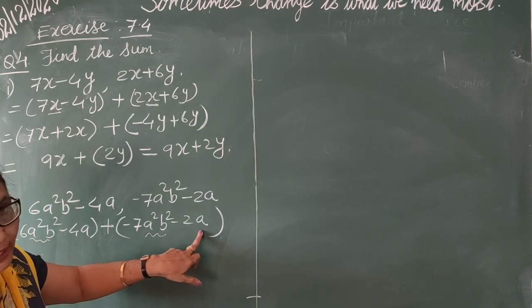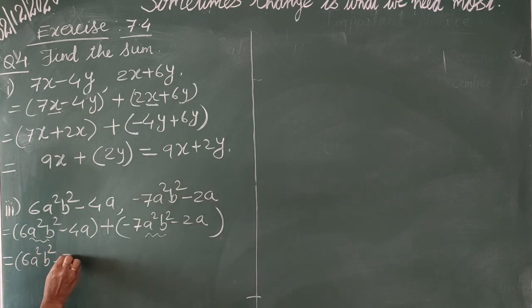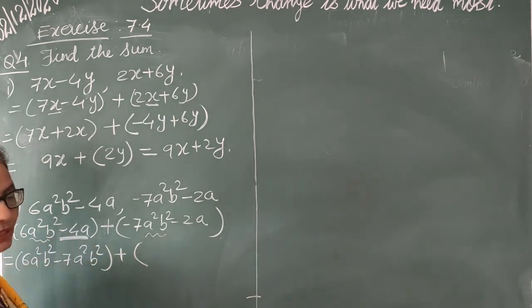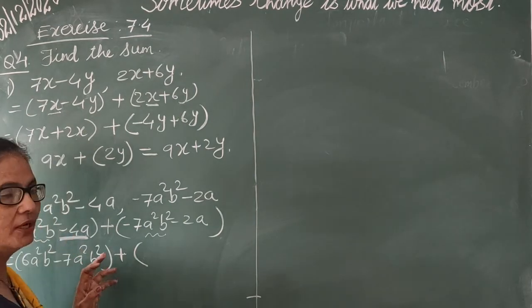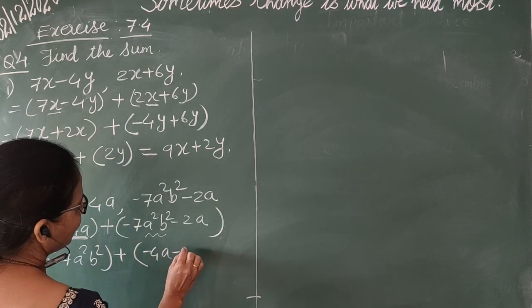Again here a and a. So make the group of the like terms. So here 6a square b square and minus 7a square b square. This plus keep as it is. Now here along with the sign, children, sign is not changing. Okay, we are just collecting the like terms. So this is what? Minus 4a minus 2.